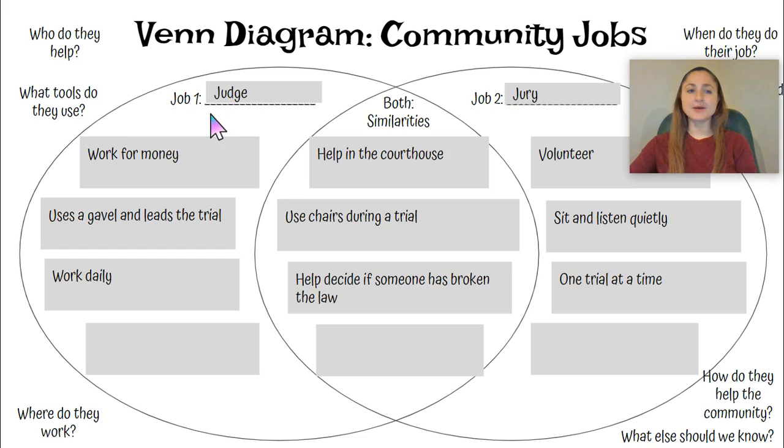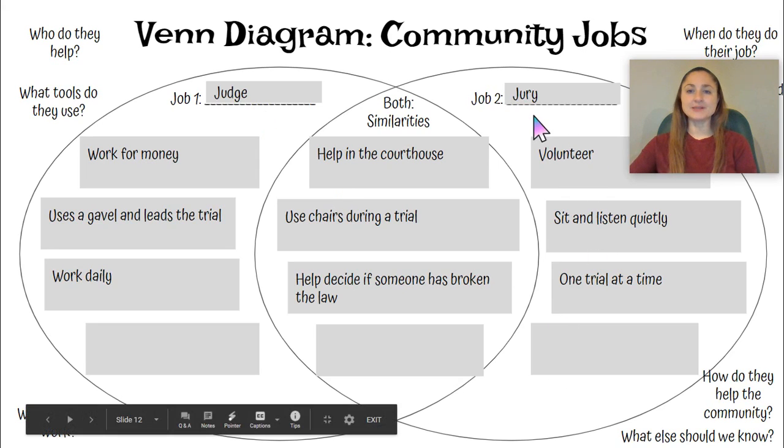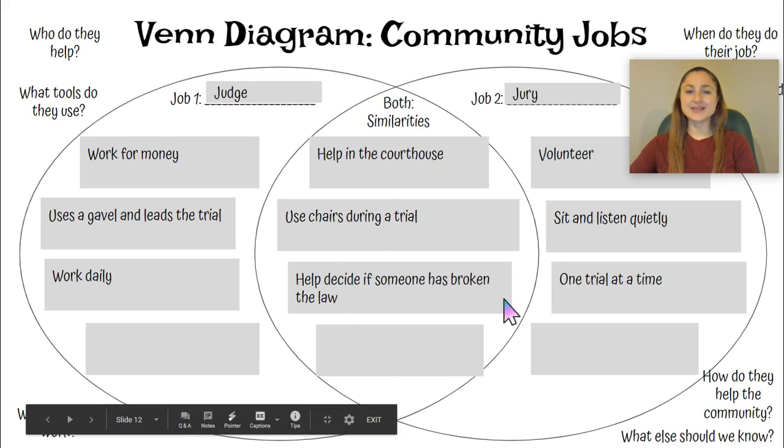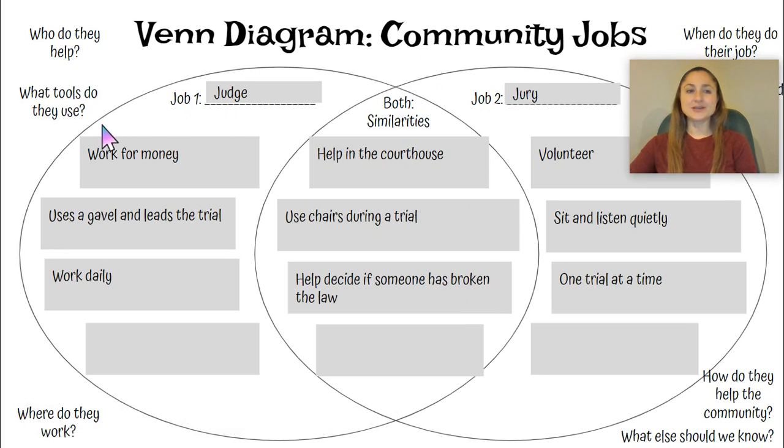So everything I type on this side will only relate to the judge. The things I type on this side will only relate to the jury. And whatever I write in the middle is the same for both. So when we think about a judge, on this side I put they work for money. And that was different than a jury because a jury volunteers. But both of these jobs help in the courthouse. So one is getting paid, one is volunteering, but both of them help in the courthouse.